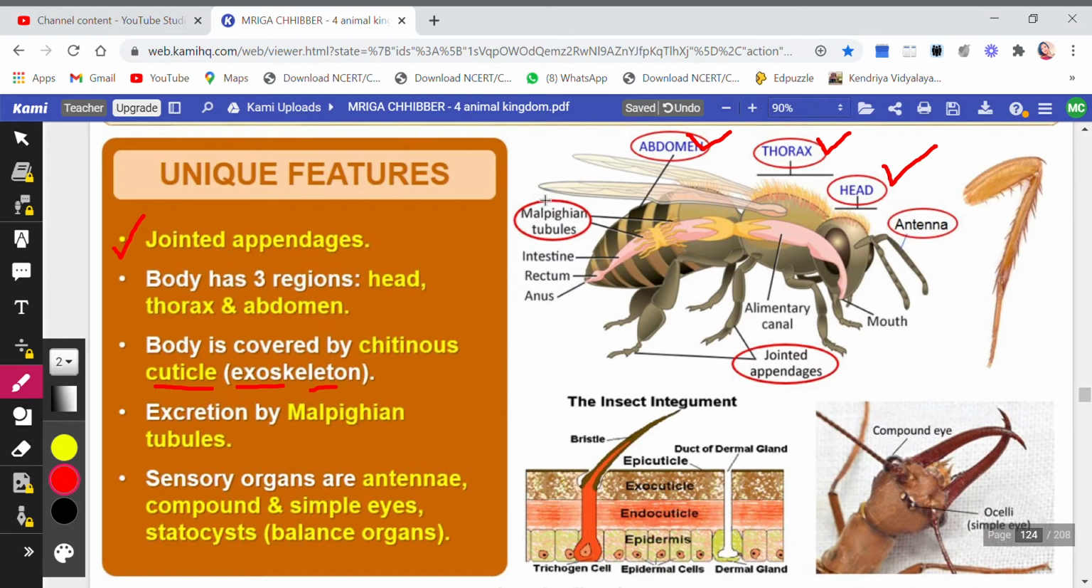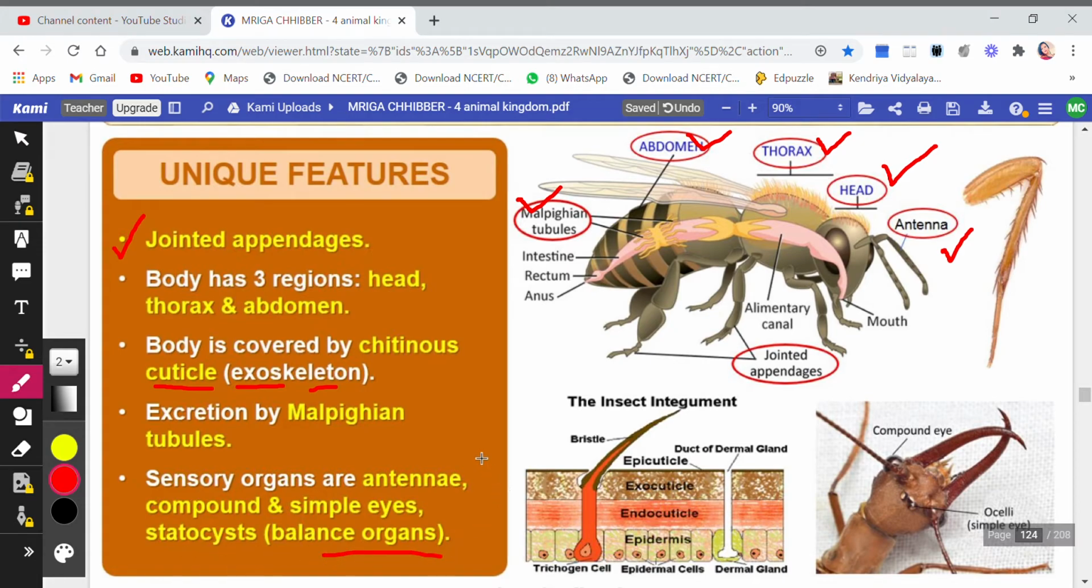Excretion is through Malpighian tubules. You can see here Malpighian tubules. Sensory organs are the antennae. You see here. Okay. Compound eyes. Here the eyes are compound eyes, and some may have simple also. Statocysts are the balancing organs.